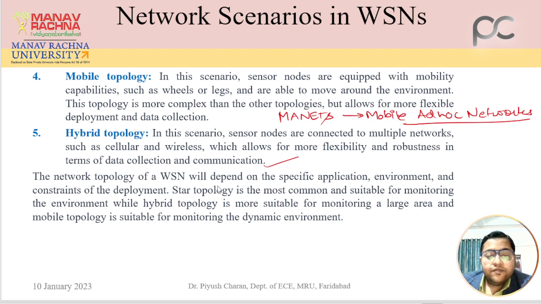The network topology of a WSN will depend on the specific application, environment, and constraints of the deployment. Star topology is the most common and suitable for monitoring the environment, while hybrid topology is more suitable for monitoring a large area, and mobile topology is suitable for monitoring the dynamic environment. So dynamic environment means MANETs.